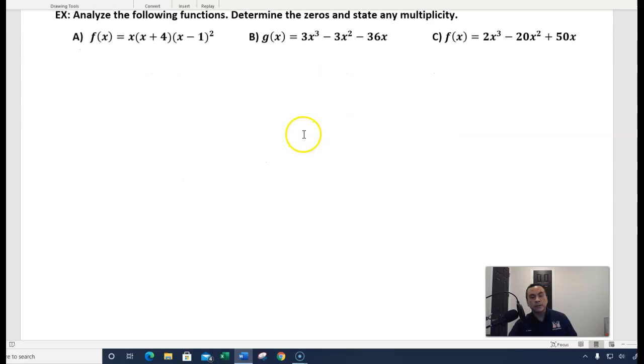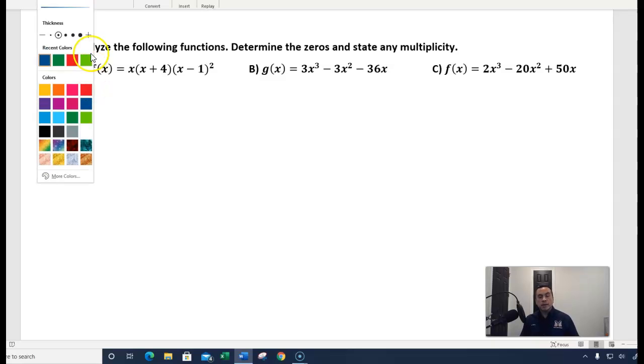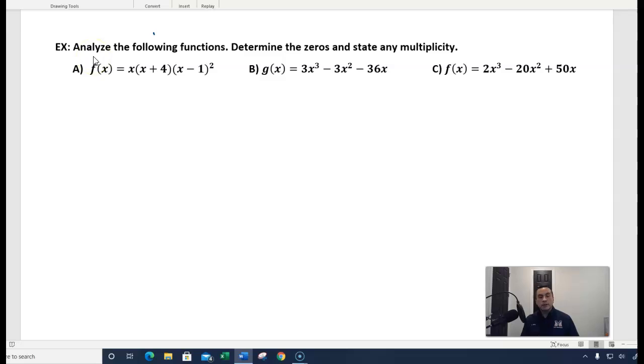All right, let's go to this one right here. Analyze the following function and determine the zeros and state any multiplicity that they might have. All right, so what that means is the following. This is already in what we call factored form.